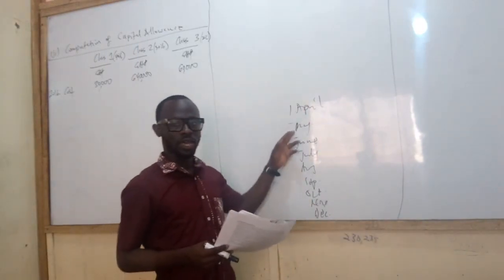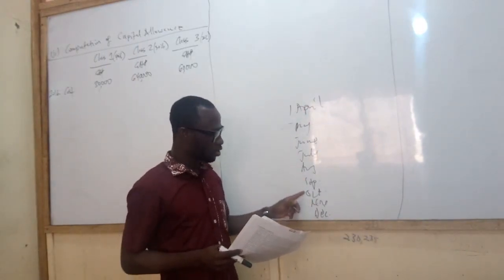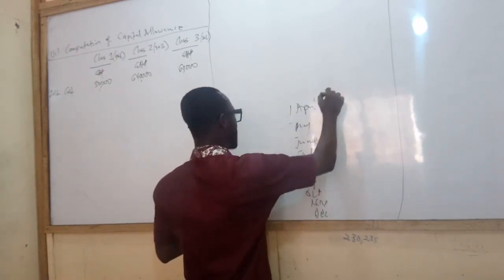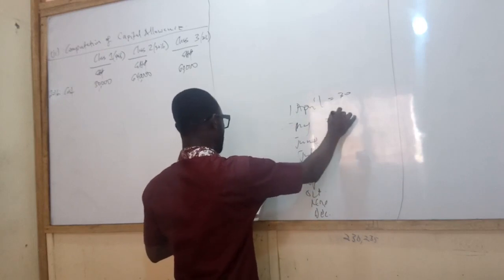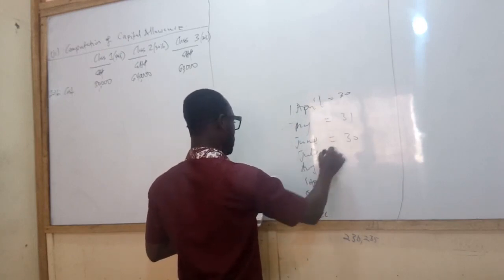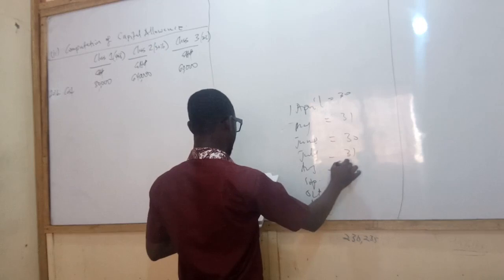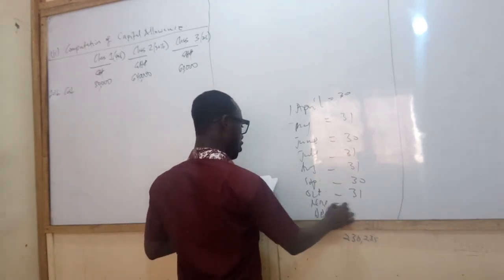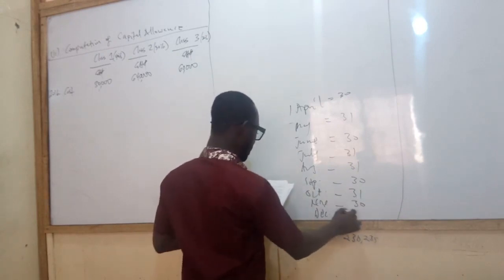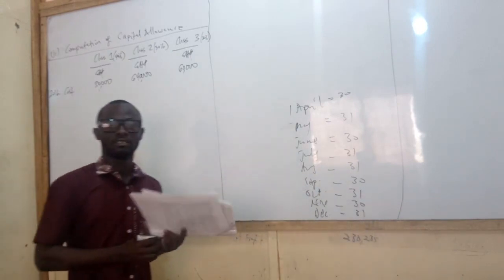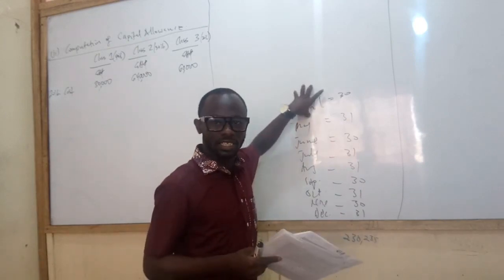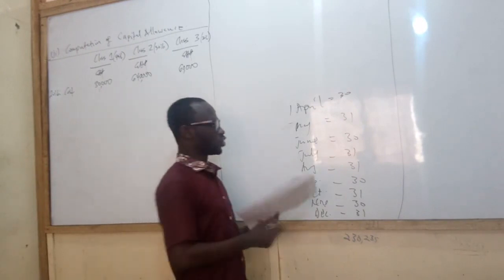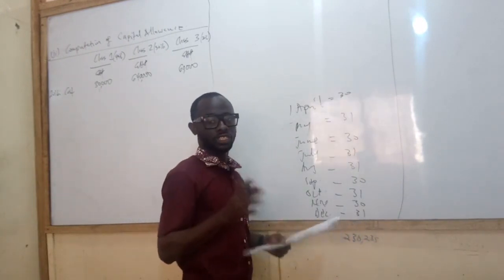So April, May, June, July, August, September, October, November, December. So this is 2016, right? April has 30 days, May 31, June 30, July 31, August 31, September 30, October 31, November 30, and then December 31, right? So from April 2016 to December, 275 days. So we add all these together, it's 275 days.